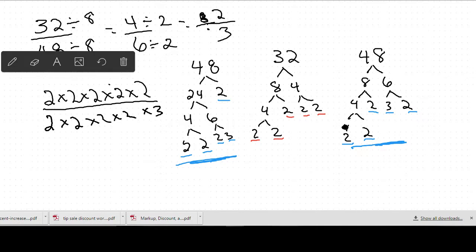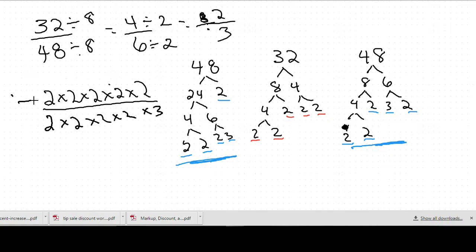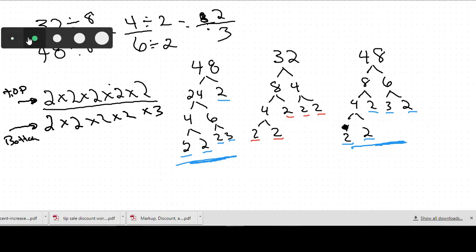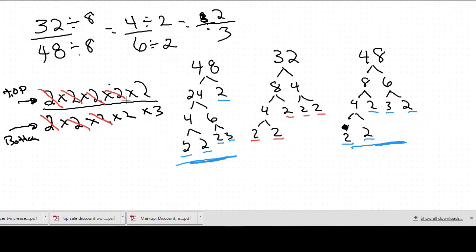Okay. I'm doing it like this on purpose. So fractions work this way. Whatever the top number is, and this is considered to be a bottom number, if you see a number on the top and the bottom, then you can cancel it. So that means that this 2 is going to cancel with that 2. This 2 is going to cancel with that 2. This 2 is going to cancel with that 2. And this 2 is going to cancel with that 2. So whenever you have the same thing on the top of a fraction as you do on the bottom of a fraction, they cancel.